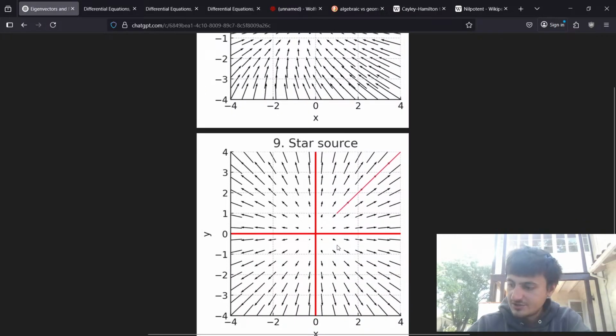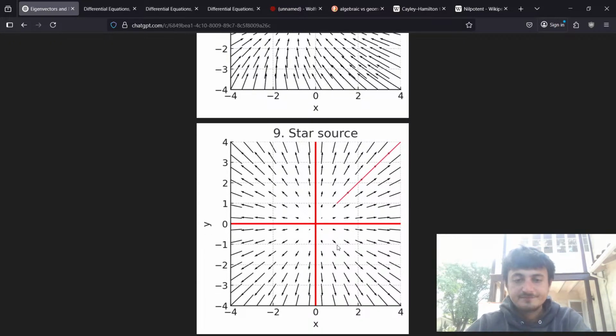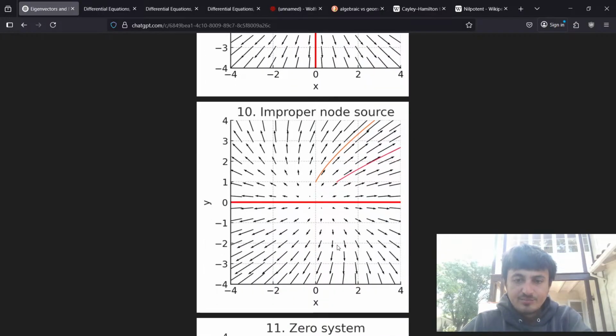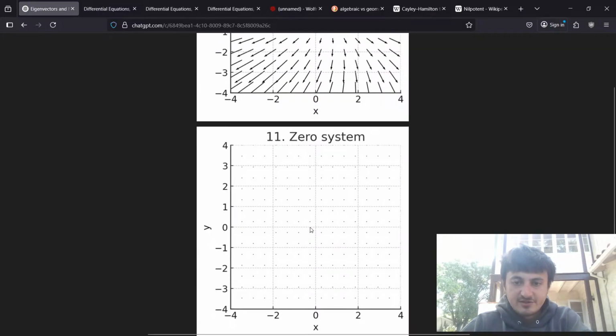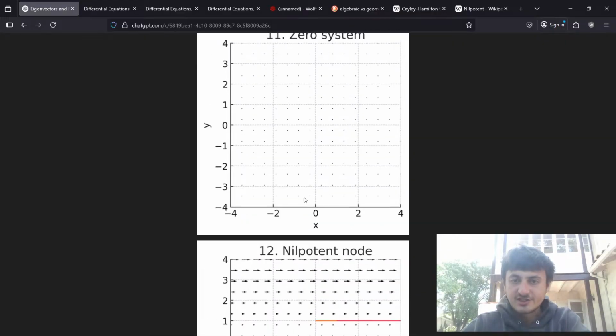Great. So star source. So we actually wanted star source here. Star source would be like 2, 0, 0, 2. Okay. Improper node source, we got that one. And then zero system, we did do that one. Or wait. Okay, so we did.